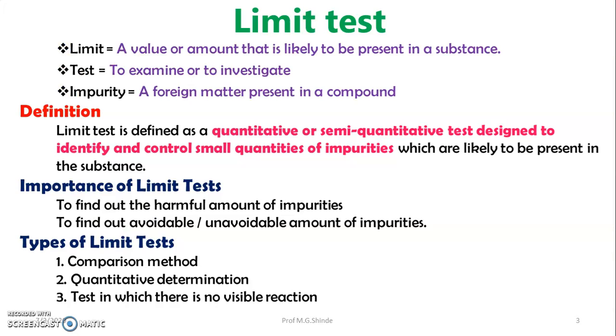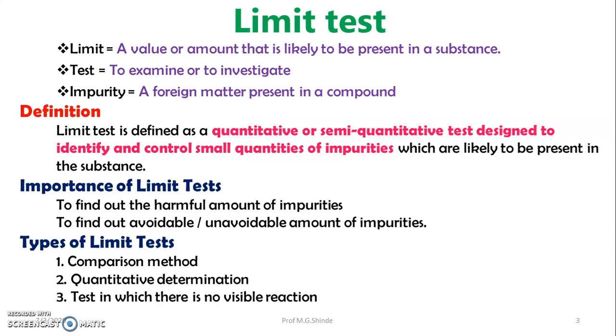So first of all, what is limit test? While we have to perform different limit tests, we must know what is the limit exactly. A limit is the value or amount that is likely to be present in the substance. Test means to examine or to be investigated, while the impurity is any type of foreign matter that is present in the compound or solution.